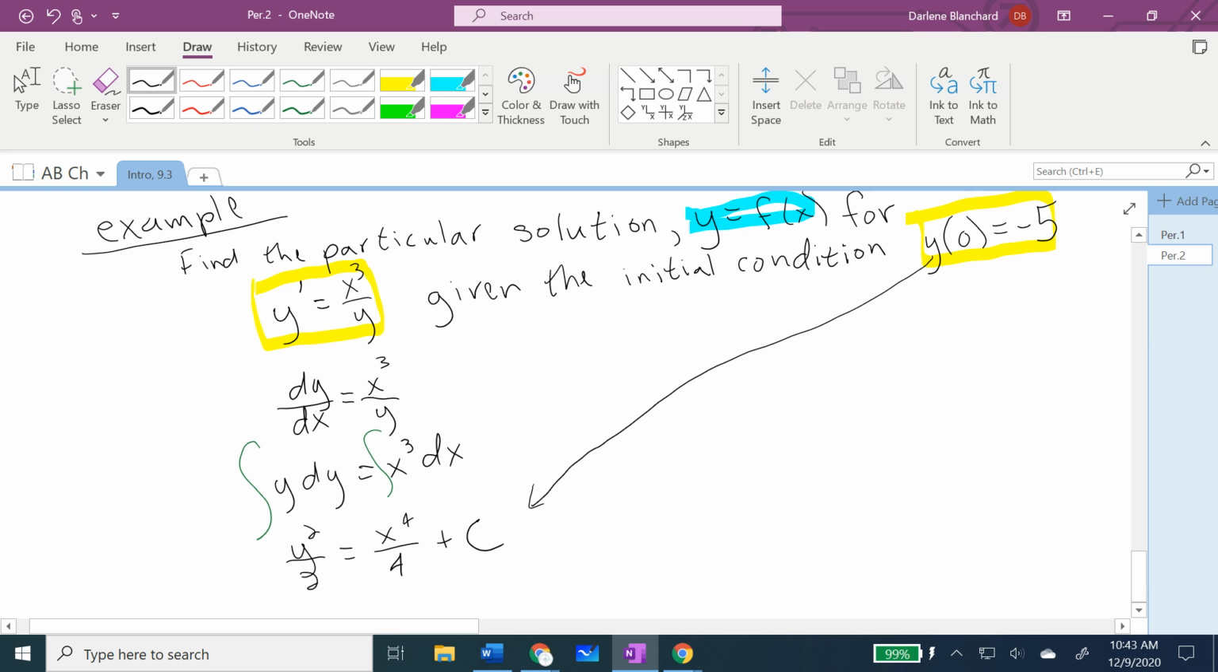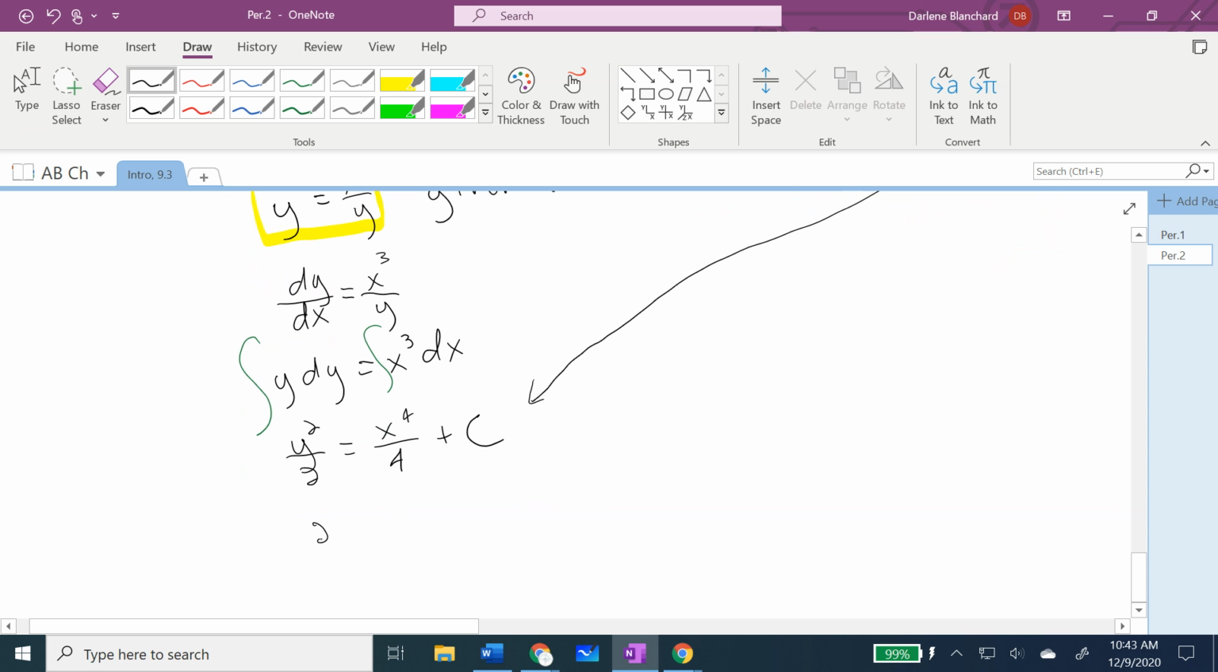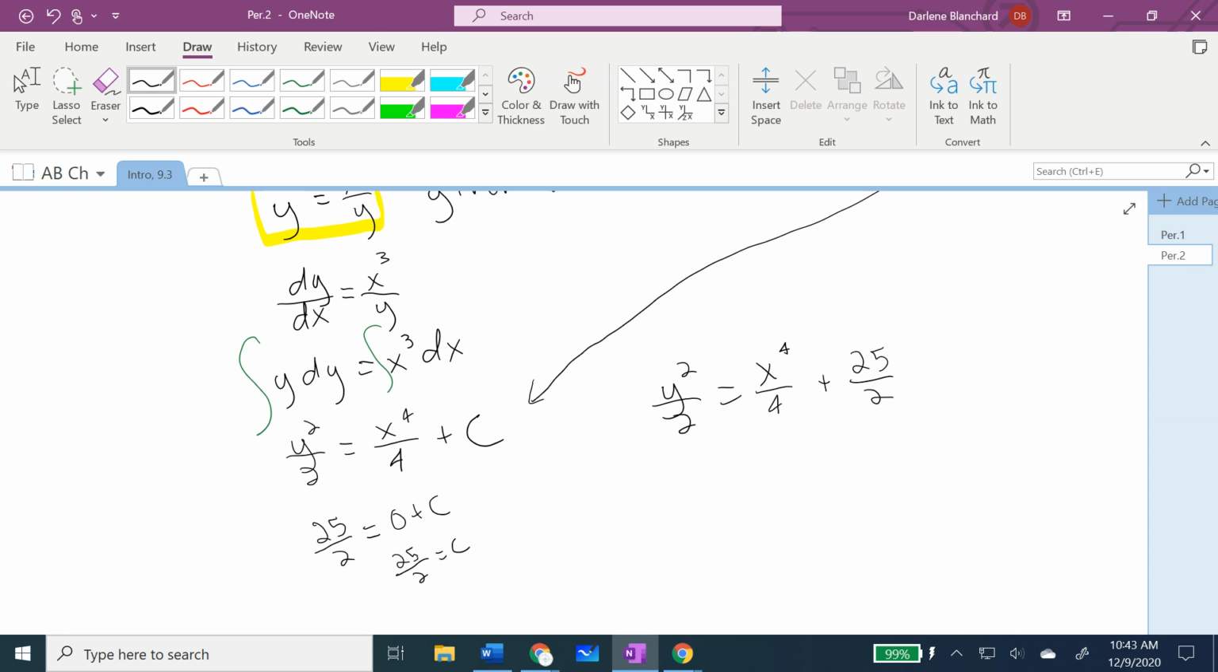I'm going to plug this in. And so x is 0, y is -5. -5 squared is +25. So my c is 25/2. And now I'm going to rewrite y squared over 2 equals x to the 4th over 4 plus 25 halves. Now, had I been smart about this, I might have multiplied both sides by 4 first and stayed out of fraction land.